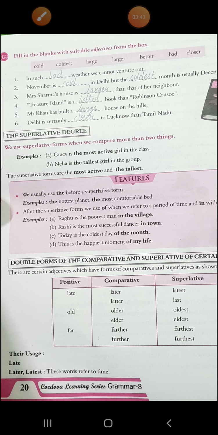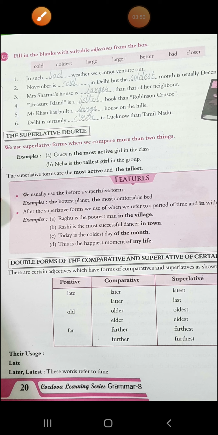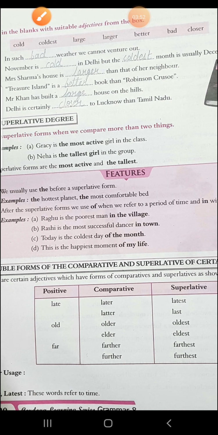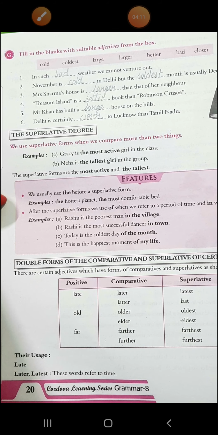Then see the sixth one. Delhi is certainly dash to Lucknow than Tamil Nadu. Again you can see we are using the second degree. Why? You can see this word than, and we are comparing that Delhi is closer to Lucknow than Tamil Nadu. You can see by the distance. So this finishes our exercise G.